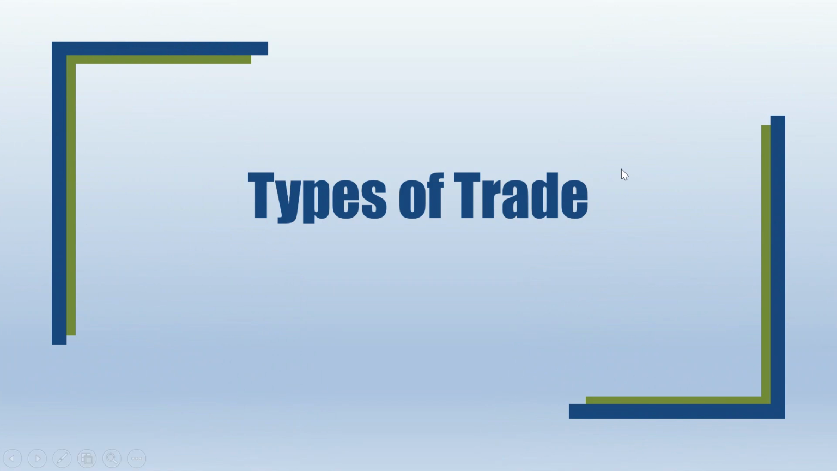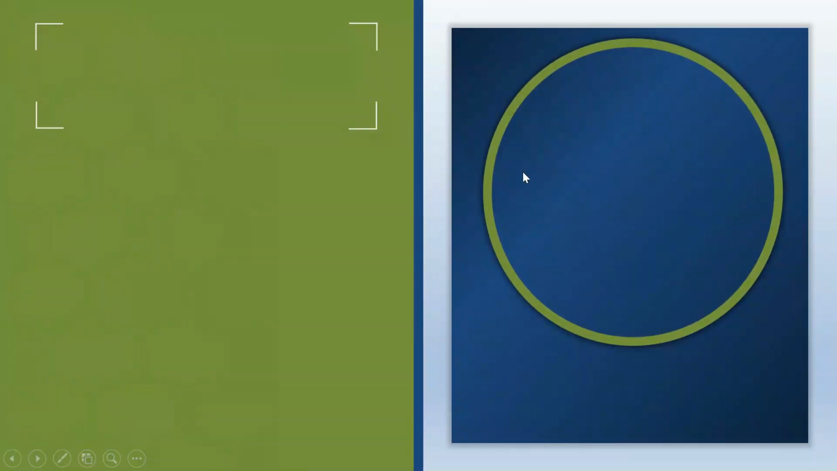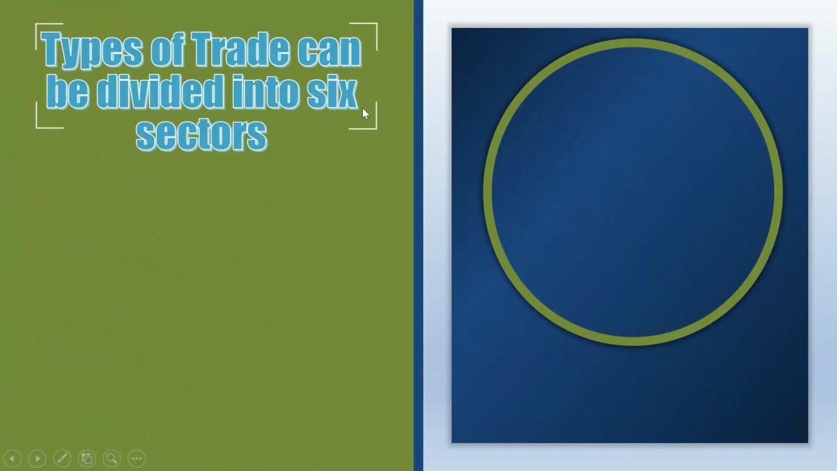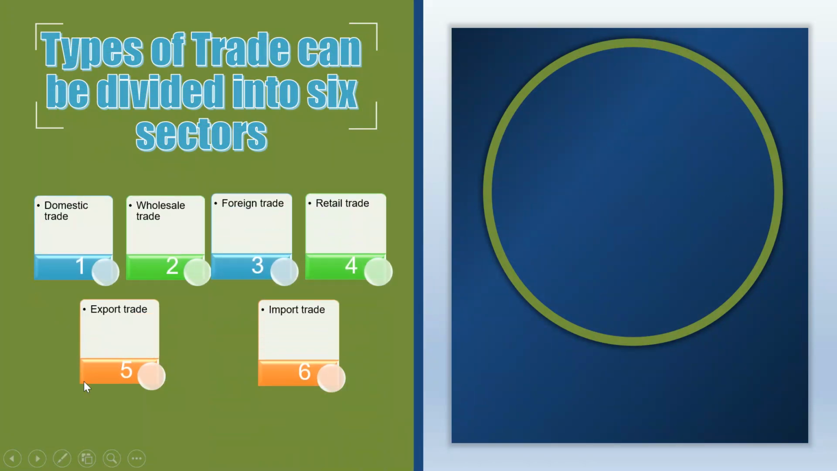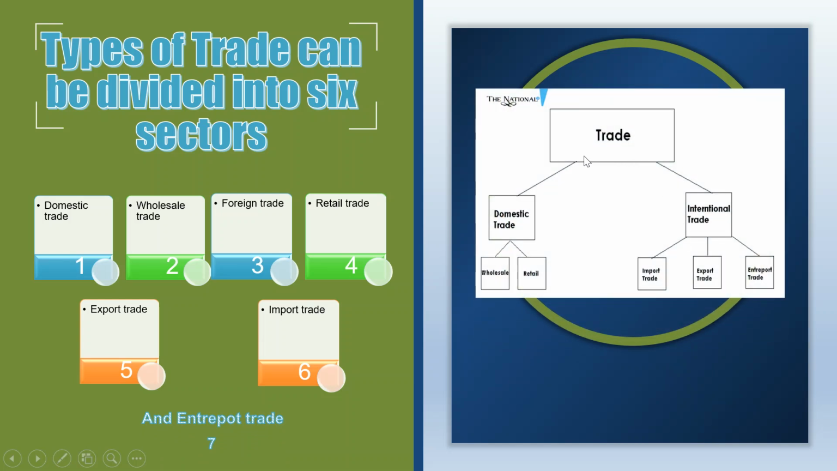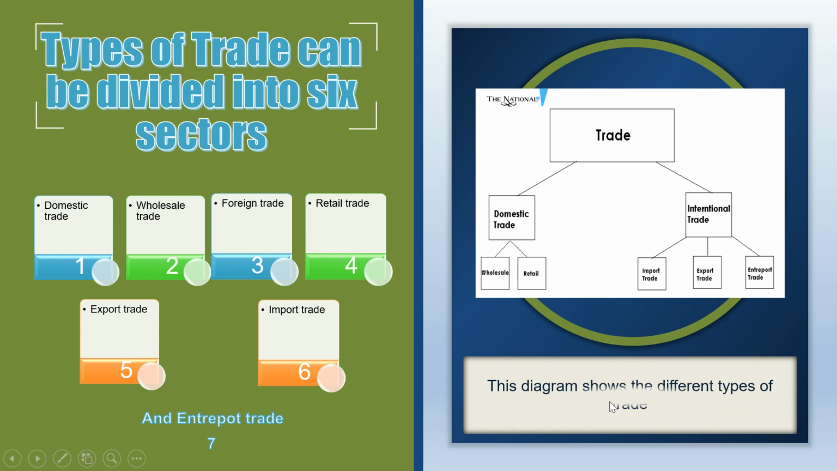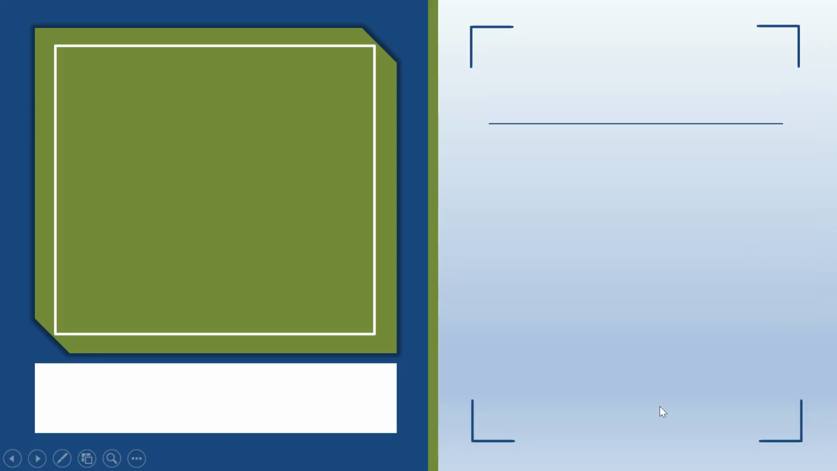Types of trade. Types of trade can be divided into six sectors: domestic, wholesale, foreign, retail, export, and import. And entry port trade comes too. So basically, this diagram shows the types of trade, which divide into domestic and international, and then wholesale, retail, import, export, and entry port. This diagram shows the different types of trade.